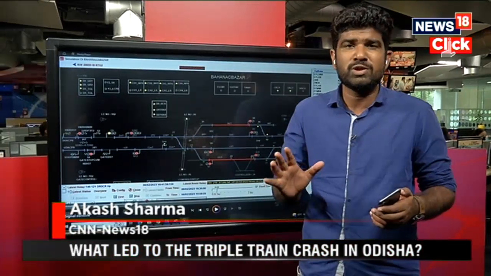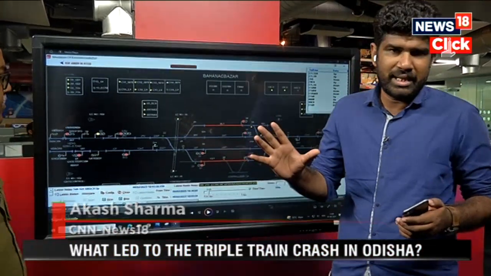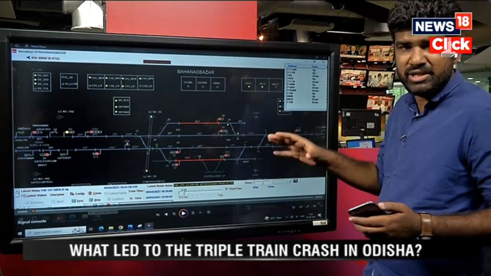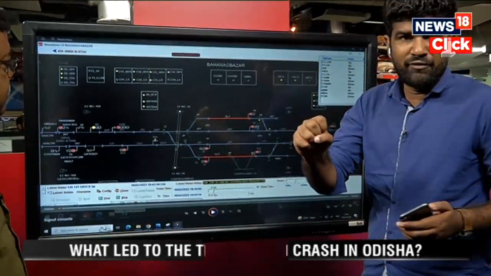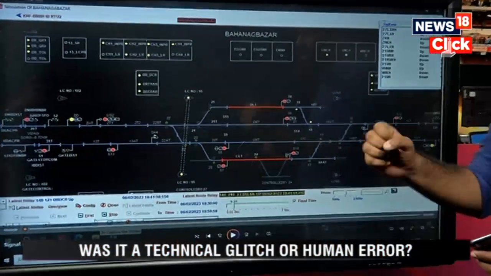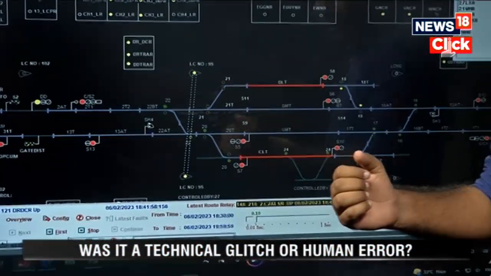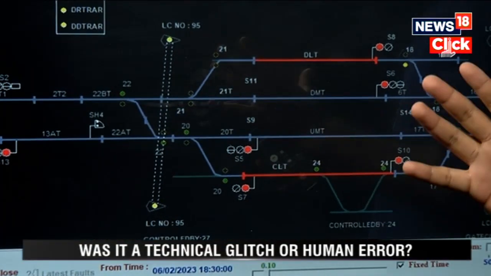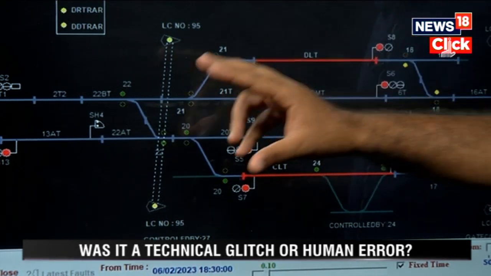This is very important as to what led to the particular incident. And in fact, this is the whole panel of the particular station, the section where this accident actually happened. I'm joined by Dhruva Jyoti ji to give us a sort of technical aspect of it.